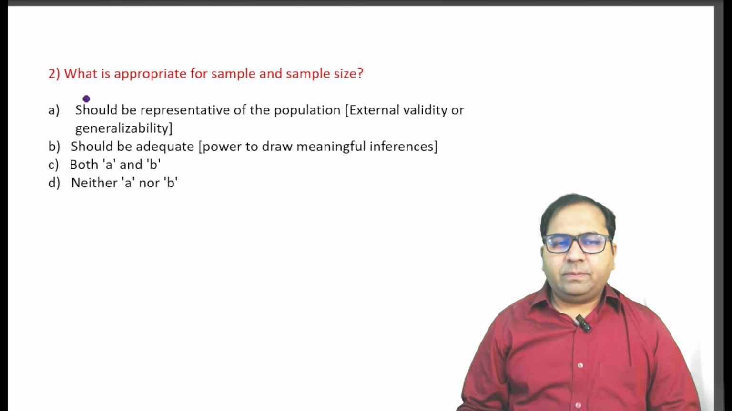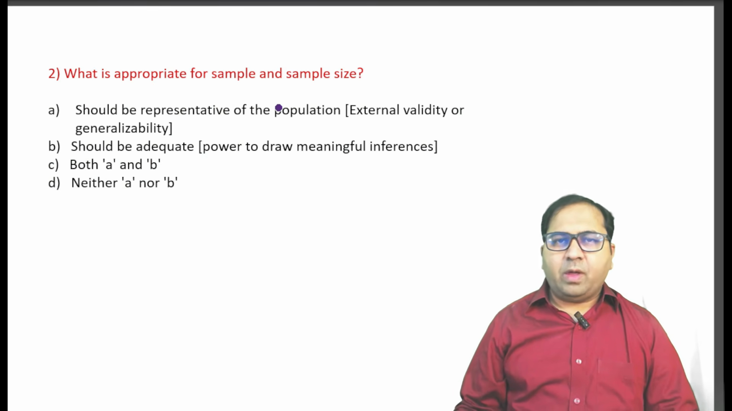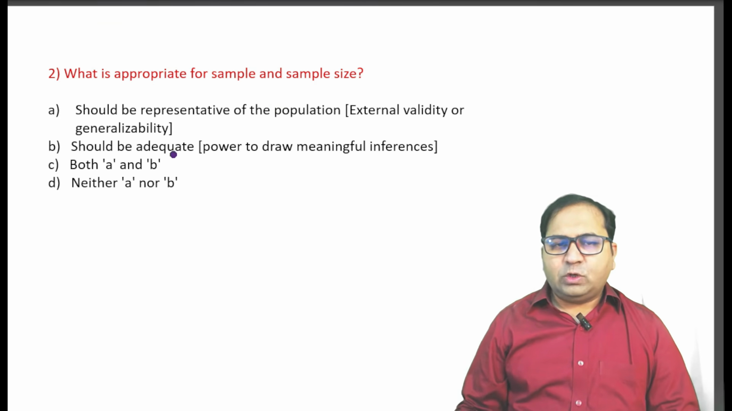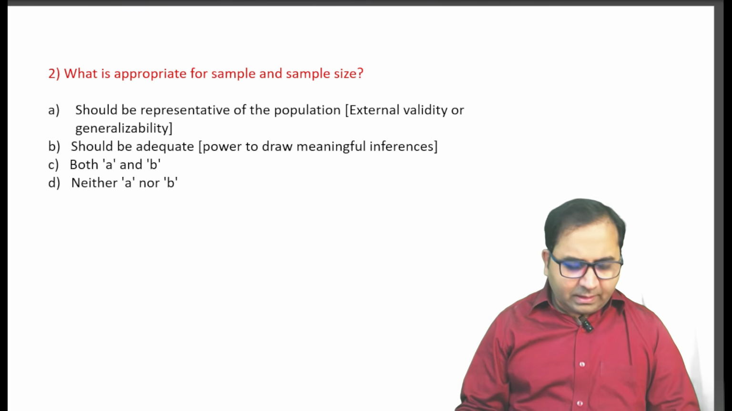Now let us see the next question. What is appropriate for sample and sample size? The options they gave are: A, it should be a representative of the population; B, it should be adequate; C, both A and B are correct; or otherwise D, neither A nor B is correct.